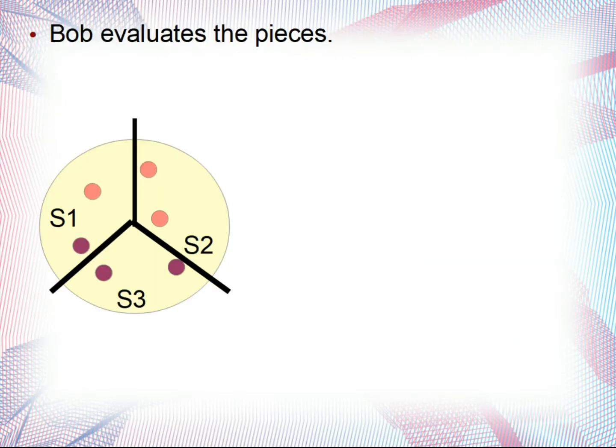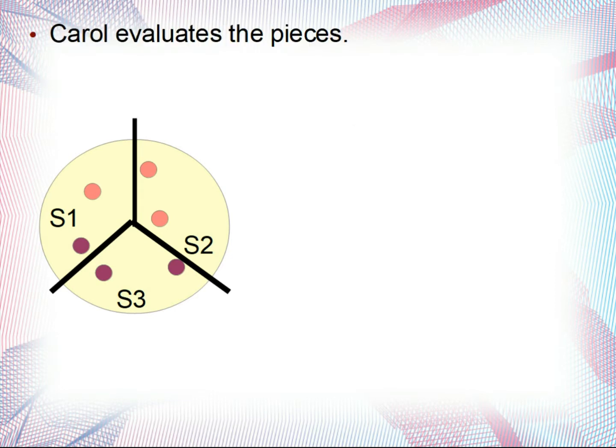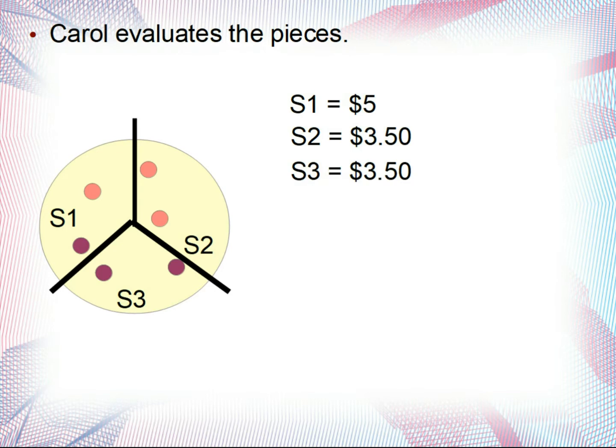So Bob evaluates the pieces. He decides that slice 1 is worth $6, slice 2 is worth $3.50, and slice 3 is worth $2.50. So the only piece that Bob will accept is slice number 1 because that is the only one worth more than $4. Now Carol comes along and she evaluates the pieces. She thinks that slice 1 is worth $5, slice 2 is worth $3.50, and slice 3 is also worth $3.50. So Carol will also only accept slice number 1.